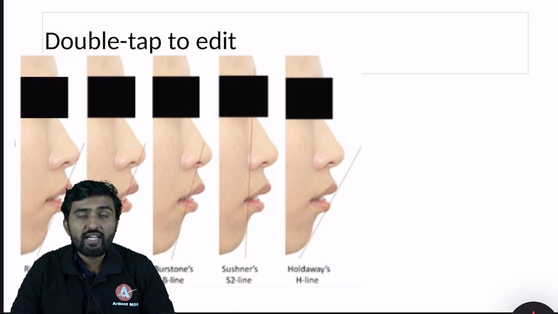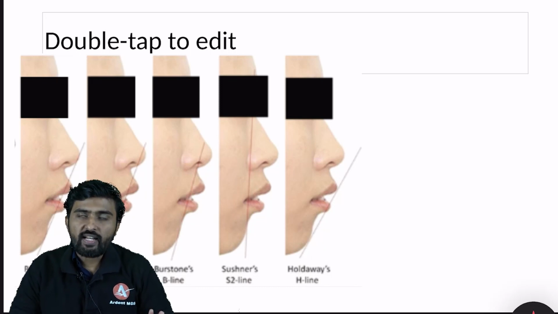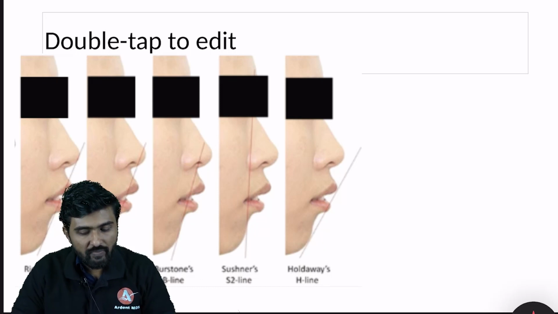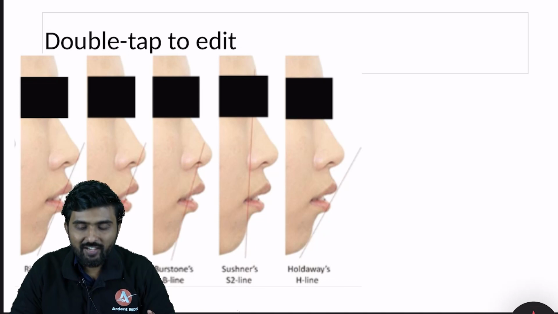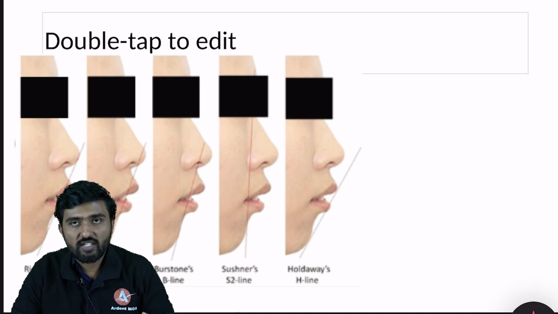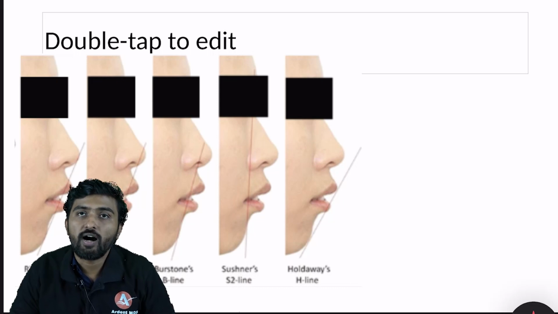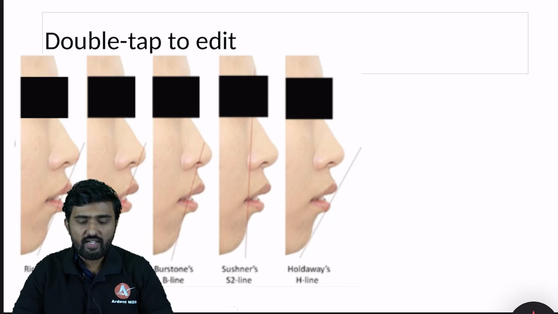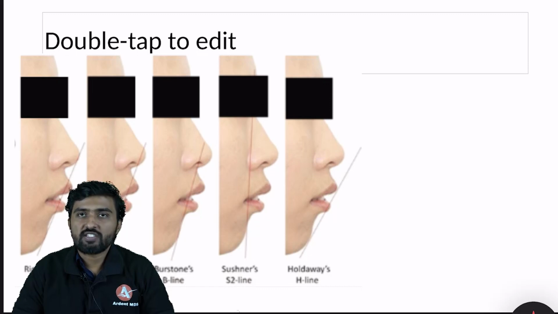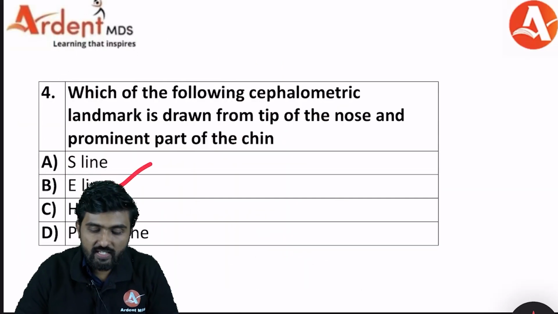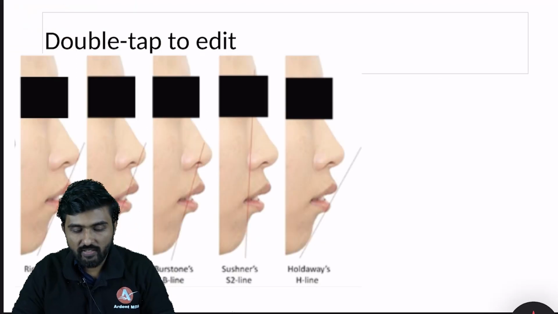So first one, E plane, nothing but Ricketts E plane. It was given by Robert Ricketts, it is also known as Ricketts E plane. Next we have Steiner's line, we have Burstone's line, we have Sushner's S2 line, and we do have Holdaway, also known as Harmony line. So let's see Ricketts line. Ricketts line is the line which is drawn from the tip of the nose to the most prominent part of the chin. That's the answer B, right, for this question.